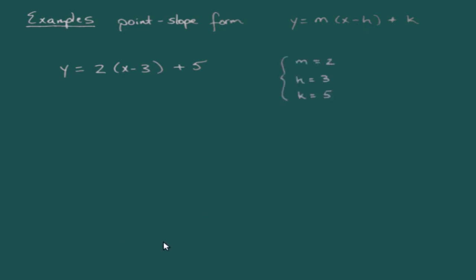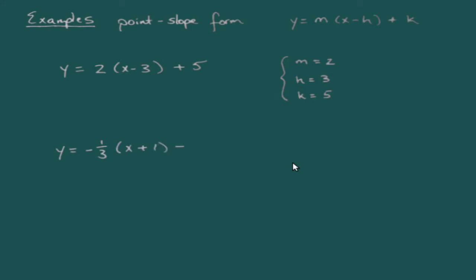And so when we go to start identifying the characters, well, the number that's multiplying the parentheses on the outside, that's our number m. So the role of m is being played by the number 2. Then inside, it's x minus some number. Well, x minus the number 3 is there. So the role of h is being played by 3. And then finally, the number that's being added onto the end is my k, so the role of k is being played by positive 5 in this case.